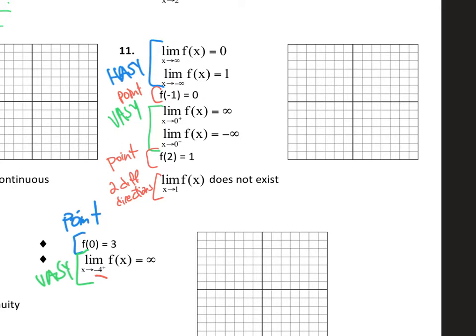All right, so now we have a game plan written out here. I know that I have a HASI, a VASI, I've got a couple of points in there, and I have a limit that does not exist, so I know that it's coming from two different directions. So let's go ahead and plot those points first because they're pretty straightforward. So -1, 0, there's a point. And we also have one at 2, 1, so 2, 1. Okay, now let's put in some dashed lines for our HASI. So I see that I have a HASI at 0 and also one at 1. So I'm going to put in a dashed line at 0.